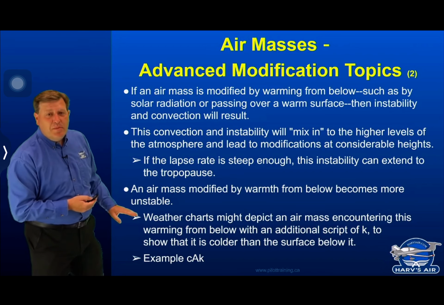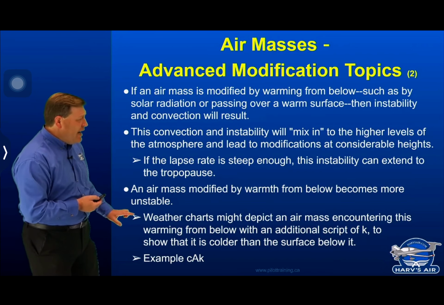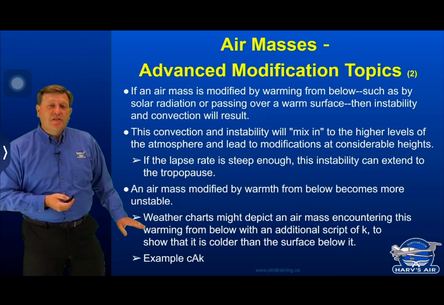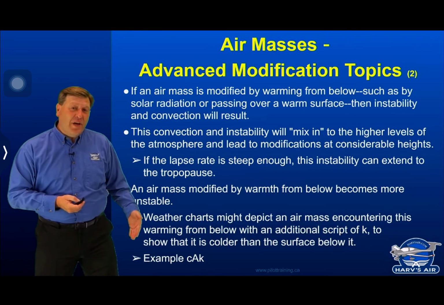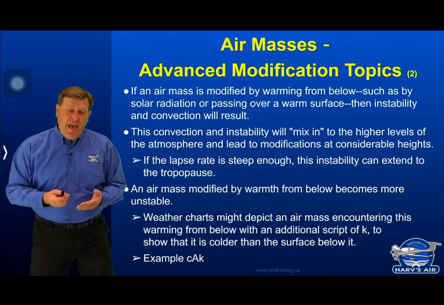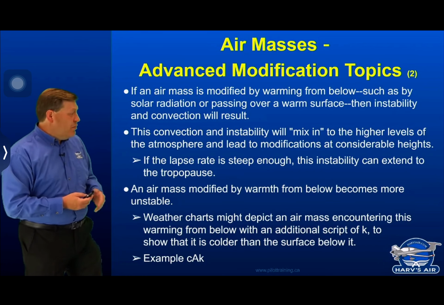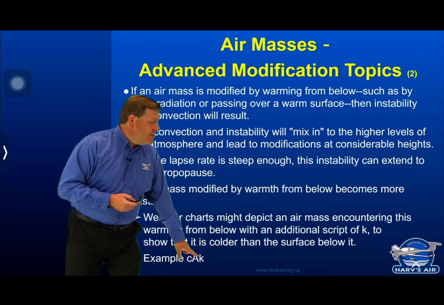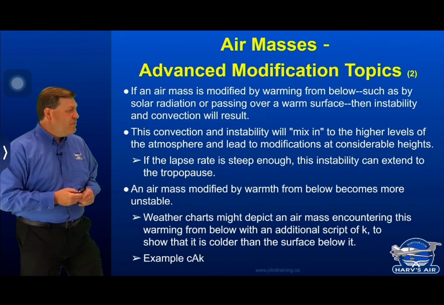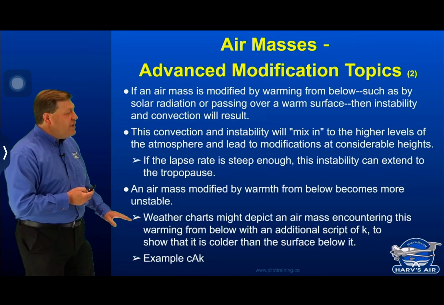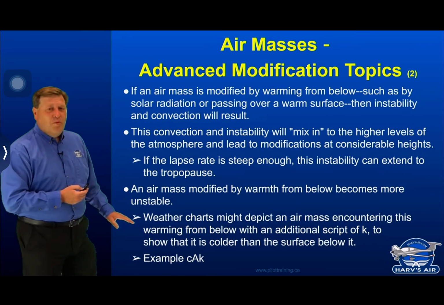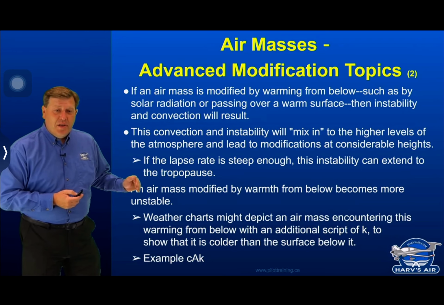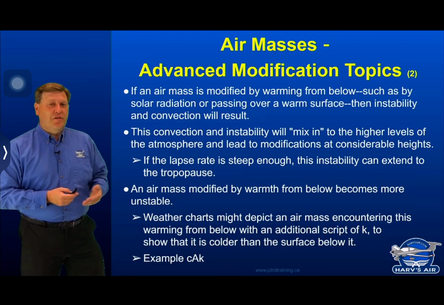Now, this is a little bit more advanced. For the rec pilots out there, I don't think that we're going to see this too much, but weather charts might sometimes have a K or a W tacked on to the end of the name. As an example here, we have continental Arctic, but then it has K at the bottom. If we see this, what that's telling us is that the air mass on top is colder than the surface below it.